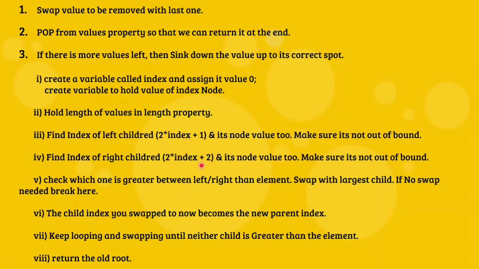Once we have the left and right child along with the index, we will check which one is greater between the left and right child. Then we will swap it with our current element. If no swap is needed, then we will break here. The child index we swapped to now becomes the new parent index. So we will keep looping and swapping until neither child is greater than the element. And there we will return the old root. In this way, our pseudocode is ready. So it's time to write our code in Visual Studio.